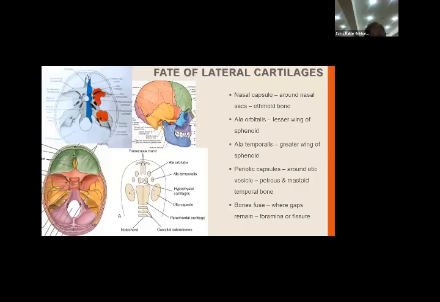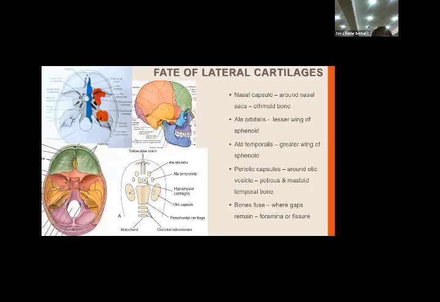Nasal capsule in the midline over here. The nasal capsules develop around the nose, the nasal sac. The nose starts to develop from the nasal sac. The bone that develops around the nasal sac is the ethmoid. So this bone around the nasal capsule is the ethmoid, over here, around the nasal sac.